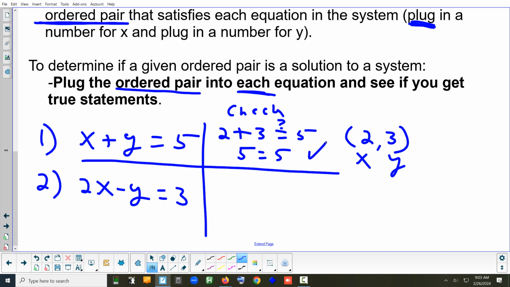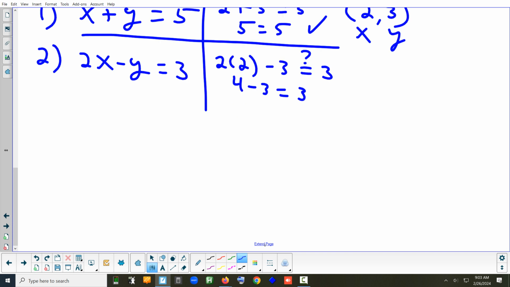What am I going to fill in for x here? It's the same one that we did the first time, so we're going to fill in 2. What are we going to fill in for y? 3. So minus 3. And if it comes out to 3, then we're good. If it doesn't, it means that answer is wrong. Even though it worked in the top, it's got to work in the bottom. What's 2 times 2? 4. So 4 minus 3. And what's 4 minus 3? 1.